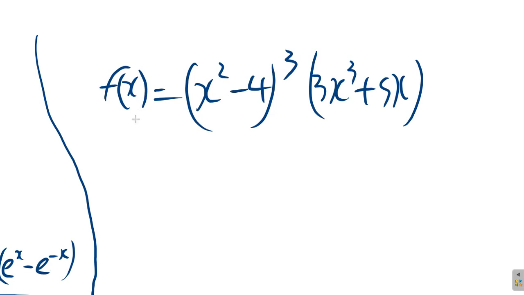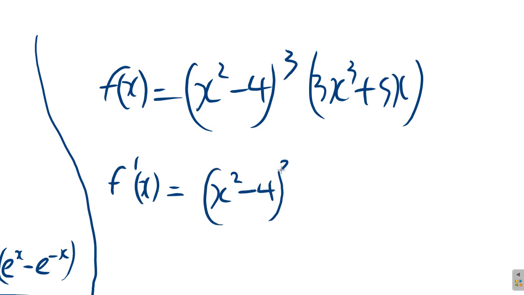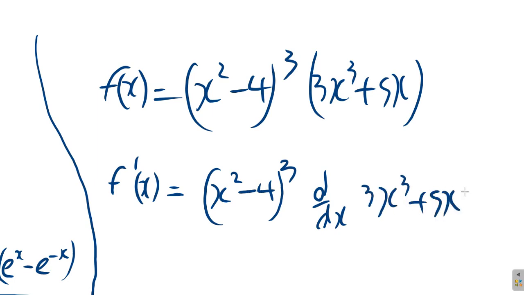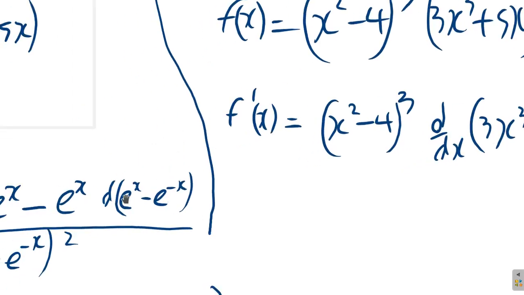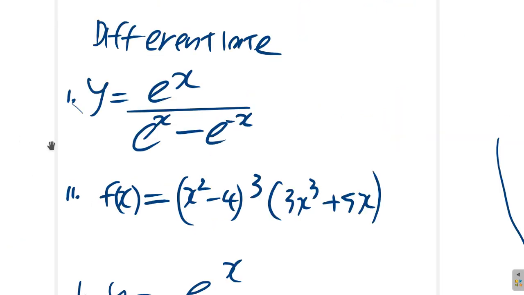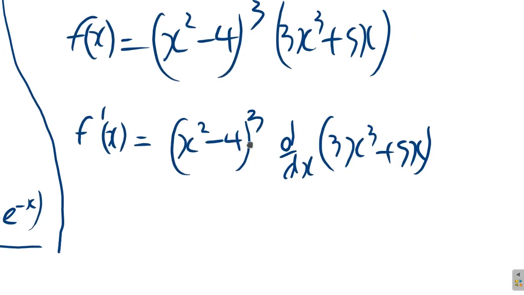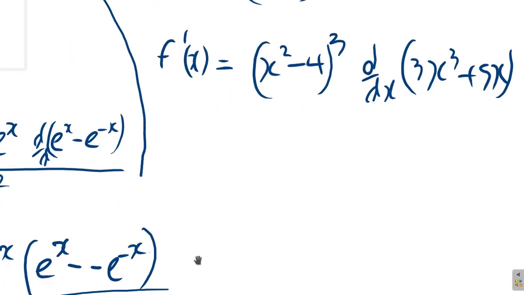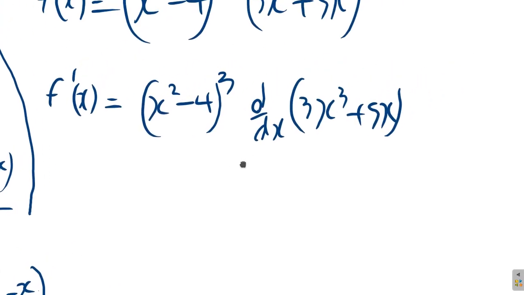Since it says f of x, you write f prime of x equals, when you differentiate, you hold this as it is, (x squared minus 4) cubed, times d by dx of the derivative of 3x cubed plus 5x. In the one before I just put d, right? I could have put d by dx and written it like this, but sometimes I just use d for the derivative.